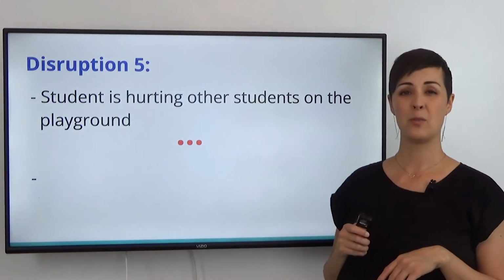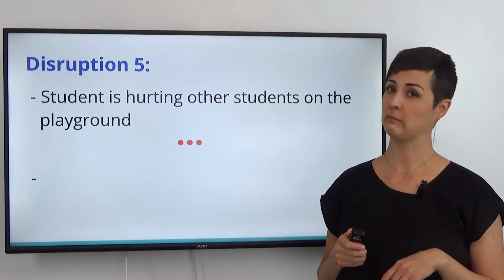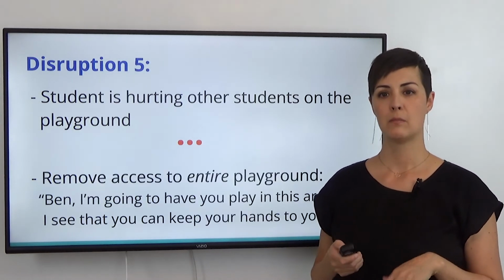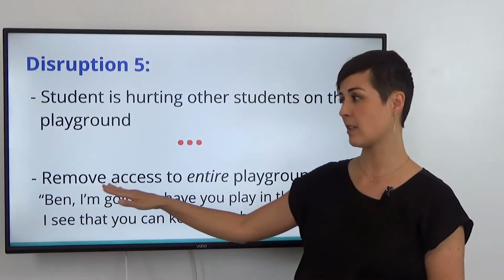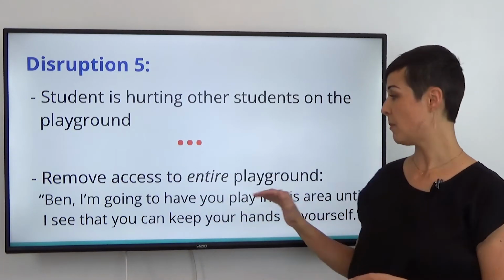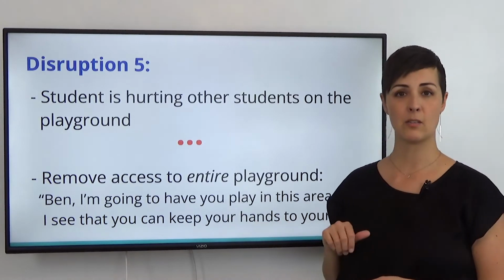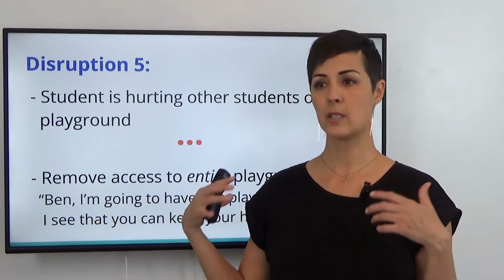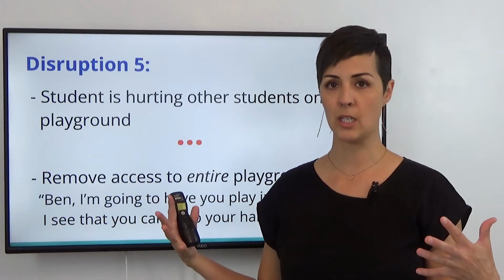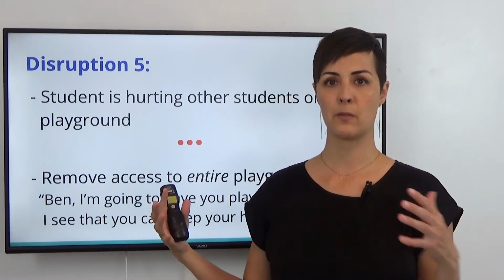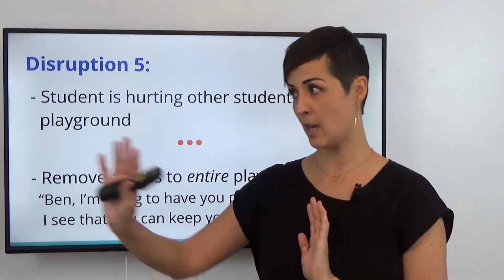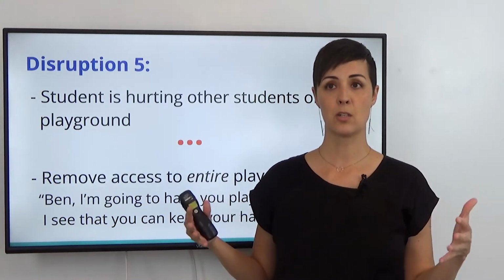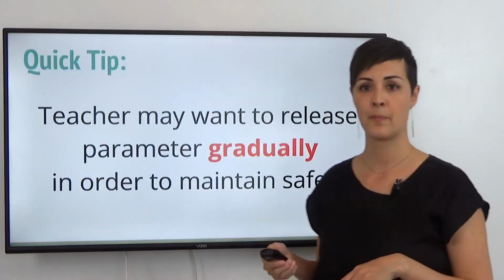Let's suppose that you have a student who is hurting other students on the playground. So they are lining up quickly, but if they're being aggressive on the playground, could you do the same thing? Could you remove access to the entire playground? Ben, I'm going to have you play in this area until I see that you can keep your hands to yourself. And you give Ben an assigned area in which to play so he can still play, he can still expend some of that energy and have a chance to socialize. But if kids choose to leave and go to another area and not play with him, he's still confined to this area until he shows that he can keep his hands to himself.